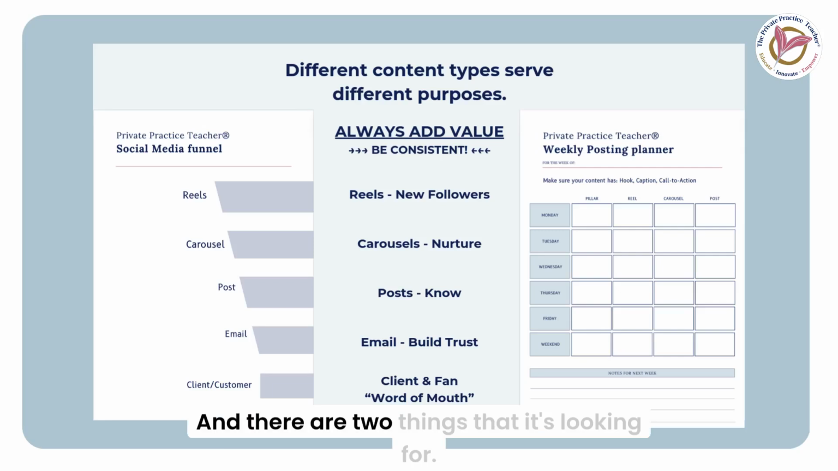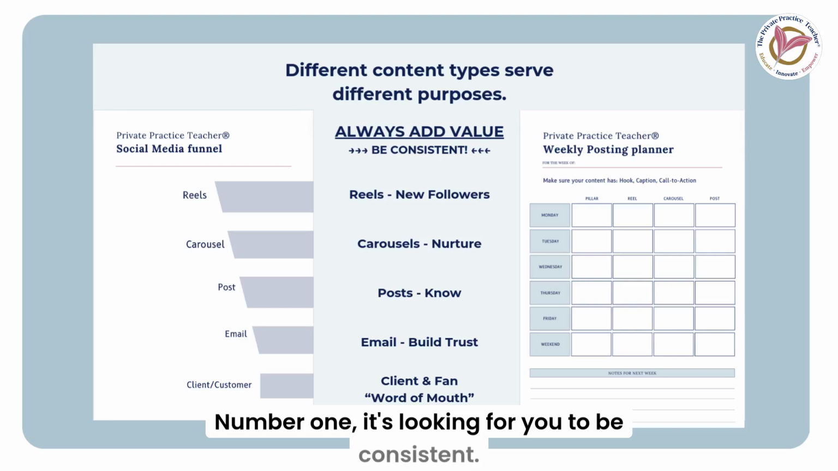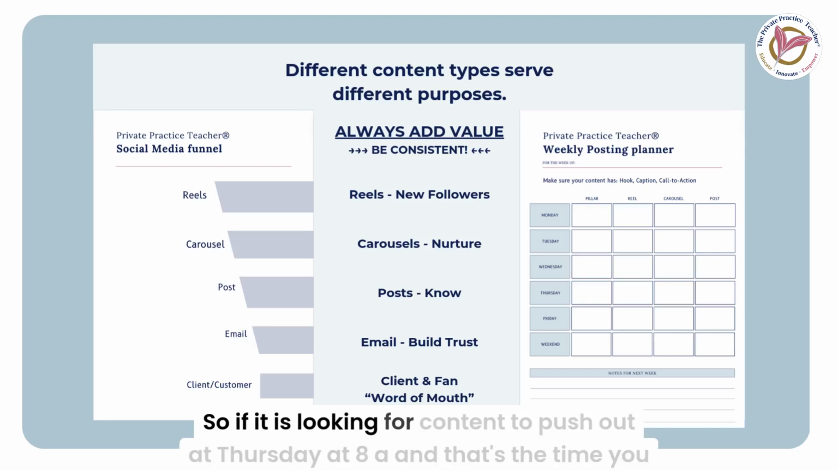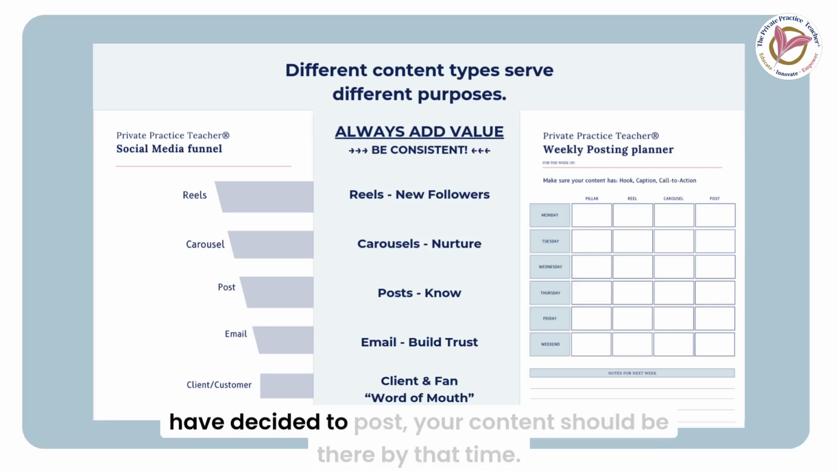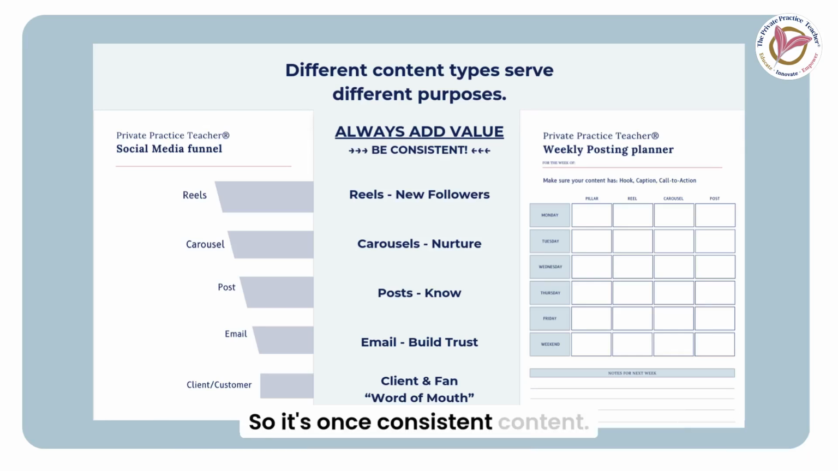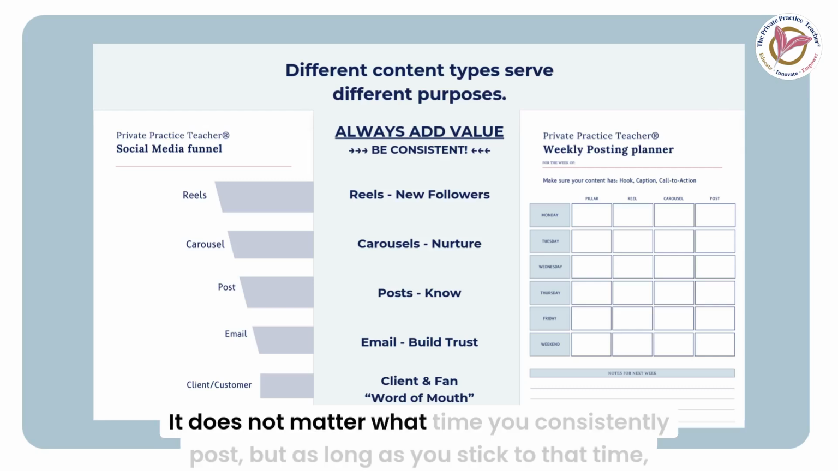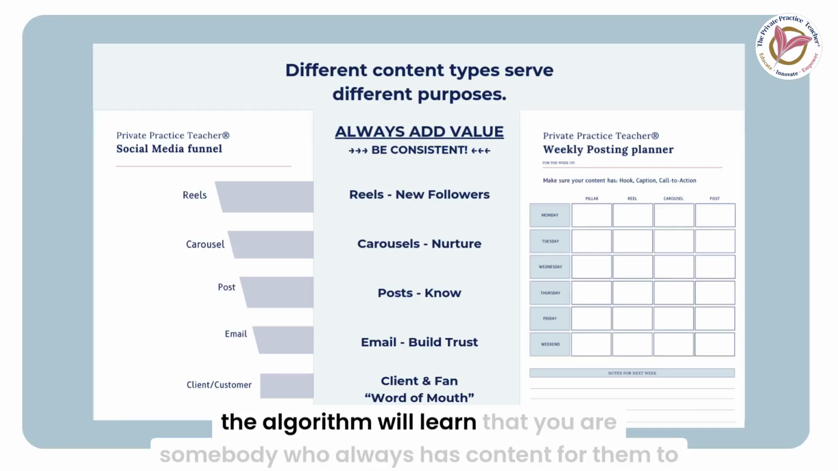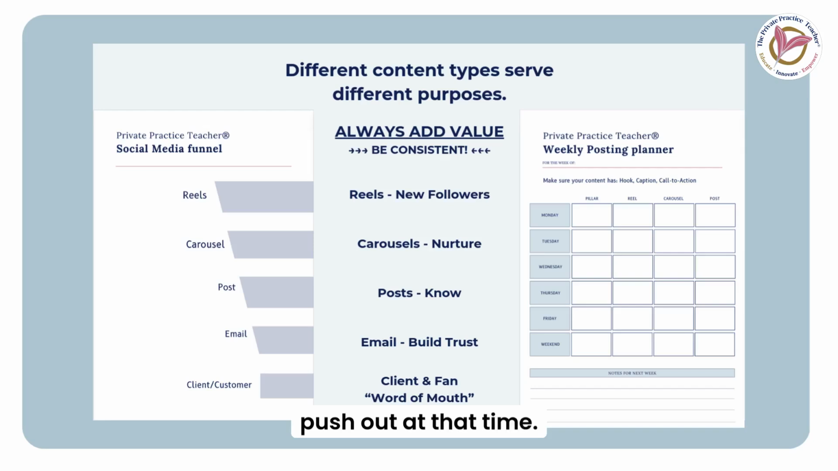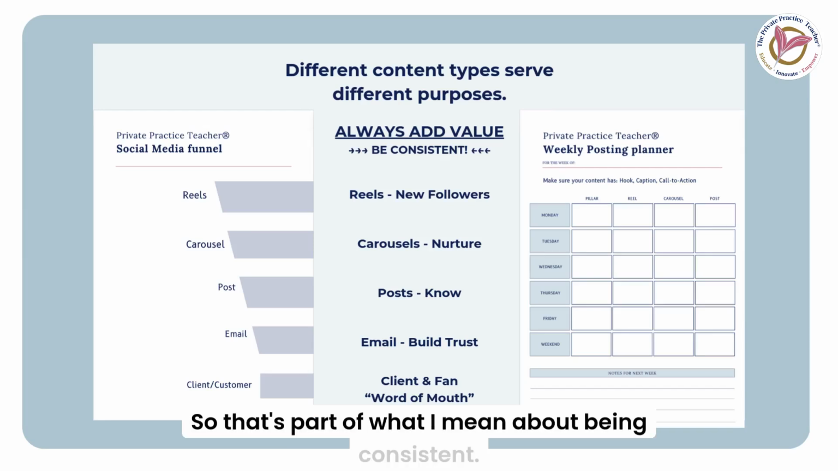And there are 2 things that it's looking for. Number 1, it's looking for you to be consistent. So if it is looking for content to push out on Thursday at 8 a.m., and that's the time you have decided to post, your content should be there by that time. So it's wanting consistent content. It does not matter what time you consistently post, but as long as you stick to that time, the algorithm will learn that you are somebody who always has content for them to push out at that time. So that's part of what I mean about being consistent.